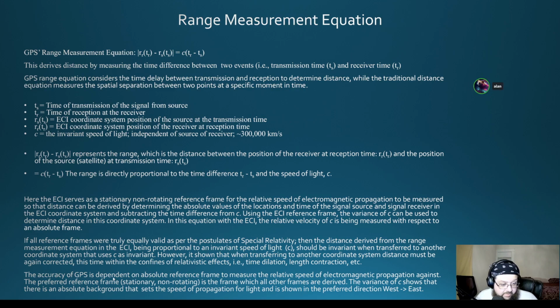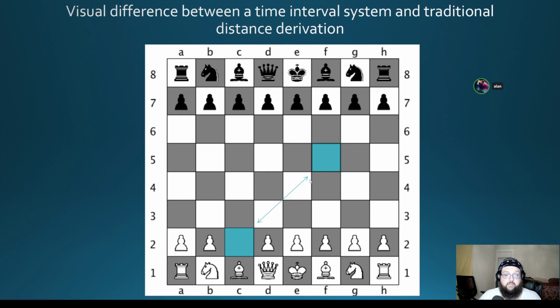The accuracy of GPS is dependent on the absolute reference frame to measure the relative speed of electromagnetic propagation against. The preferred reference frame, the stationary non-rotating frame, is the reference frame from which all other reference frames are derived. That might not be true. Said that wrong, that's not entirely accurate. The invariance of c shows that there is an absolute background that sets the speed of propagation for light, and through this there is shown to be a preferred direction, west to east, and that's for your guys' counterclockwise paradigm. So again, just coordinate systems.